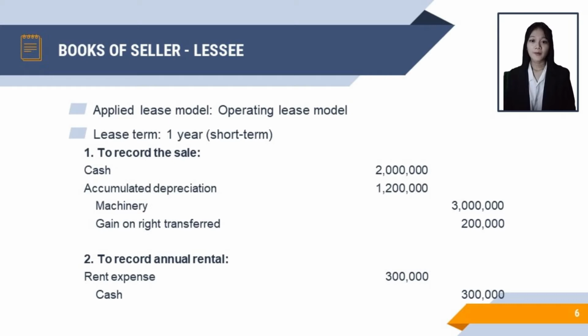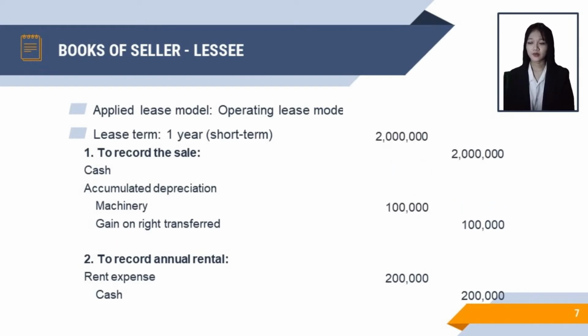Actually, as far as I know, the gain on right transferred is also like the gain on sale. So, sale price of 2 million less carrying amount of 1.8 million is equal to 200,000 pesos gain. Then, second is to record the annual rental. Debit rent expense for 300,000 and credit cash for 300,000 as well.